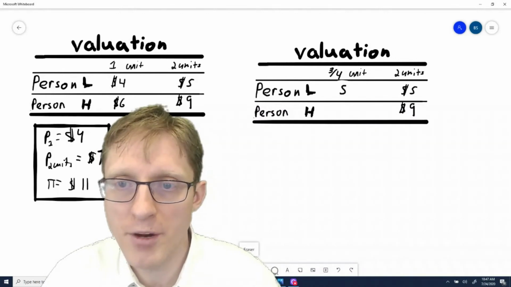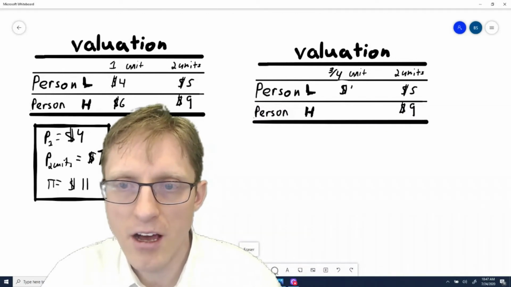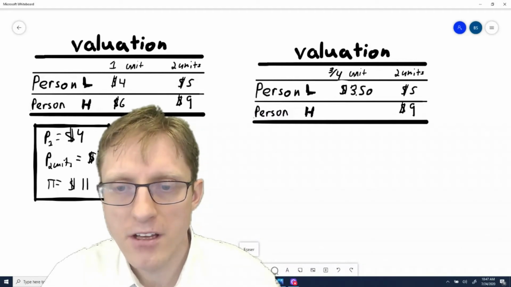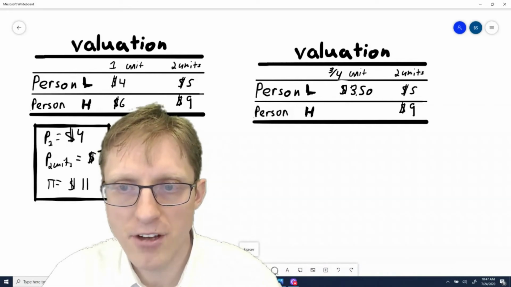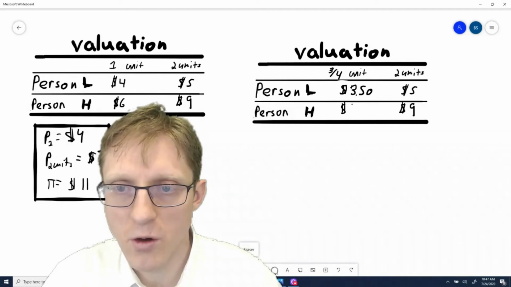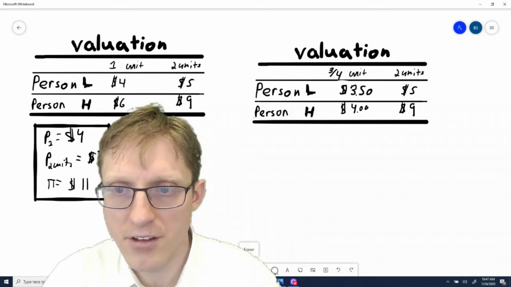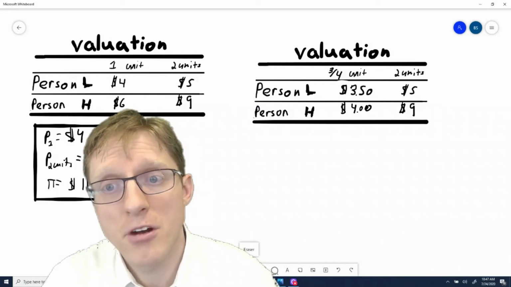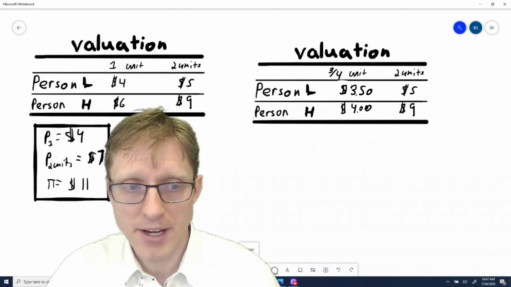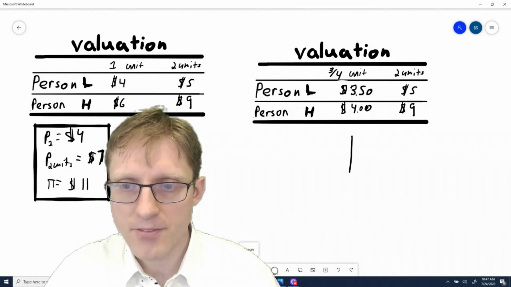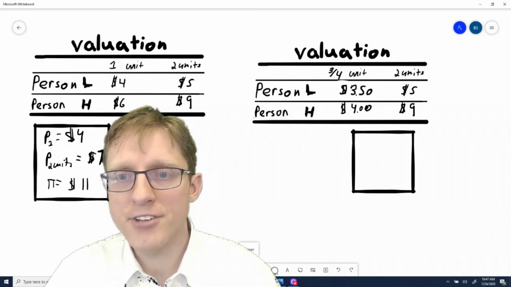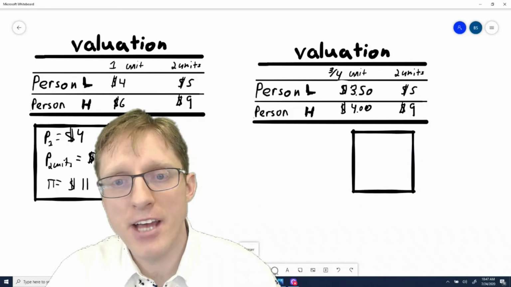We'll say that the low valuation type is only willing to pay $3.50 for this smaller box of cereal, and that person H is only willing to spend $4 when the size of this box of cereal has been shrunk to 3/4 of a unit. Okay, and now let's look at what happens if they try to price discriminate. If they try to sell 1 unit for $3.50, person L will buy.